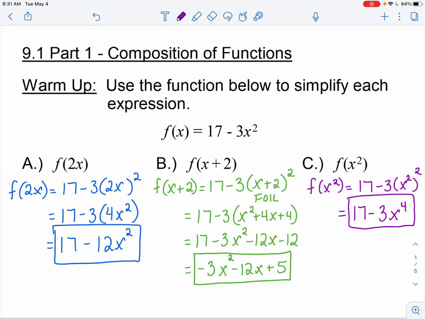Okay, so when you're evaluating a function by plugging in a different expression, every time you see an x, you're just writing parentheses and then filling in that expression and then simplifying from there.